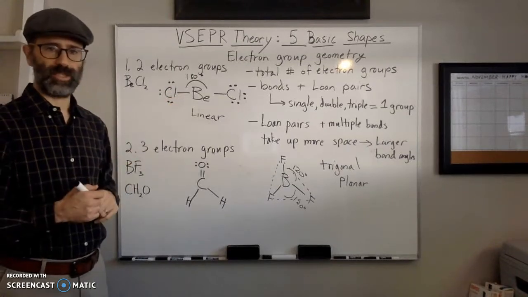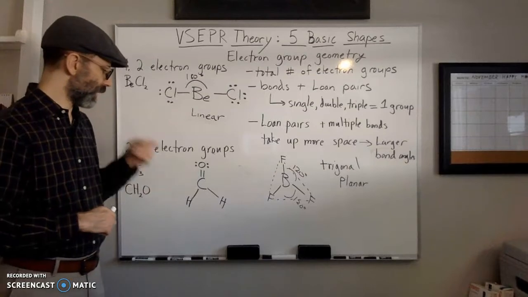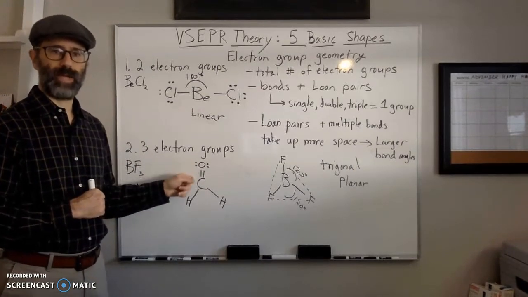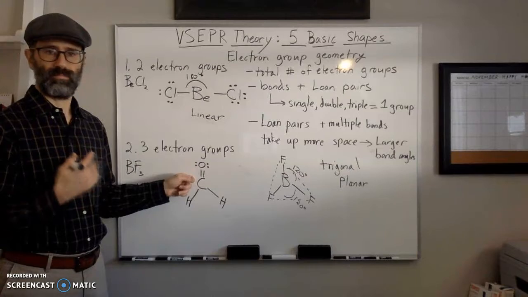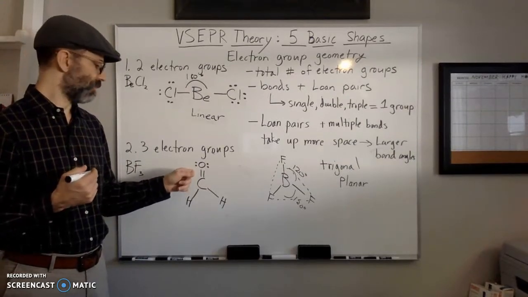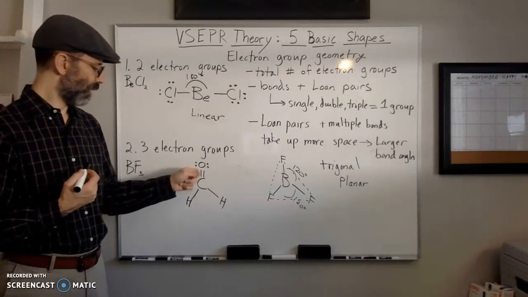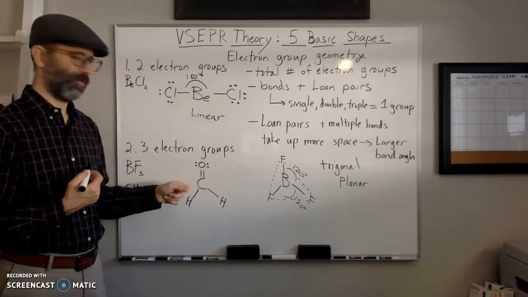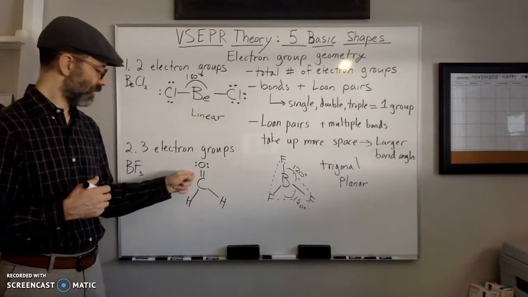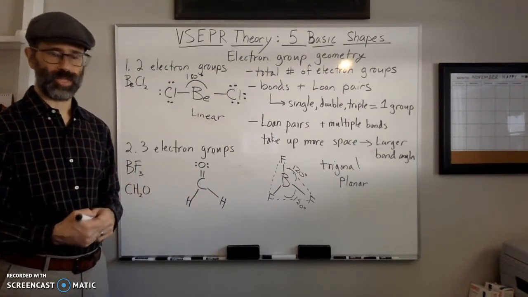Now, there are going to be cases where you're not going to have the ideal angle. And in a lot of those cases, it's going to be where you don't have the same bonds or the same atoms bonded together. Or if you have lone pairs, we'll deal with lone pairs later, but if you have lone pairs, these angles are not going to be the ideal 120 that you would expect.